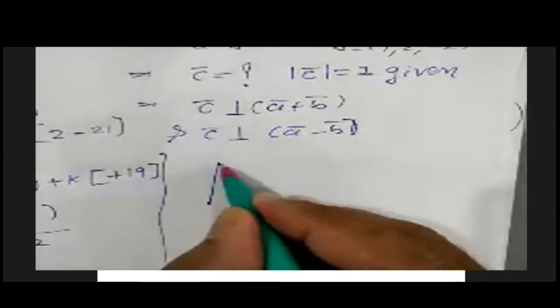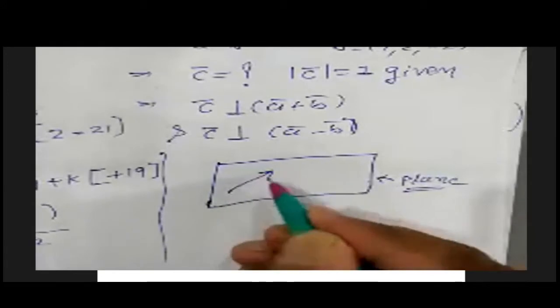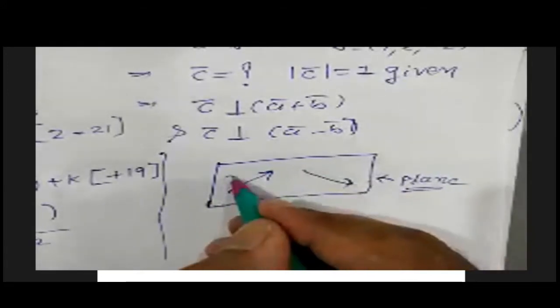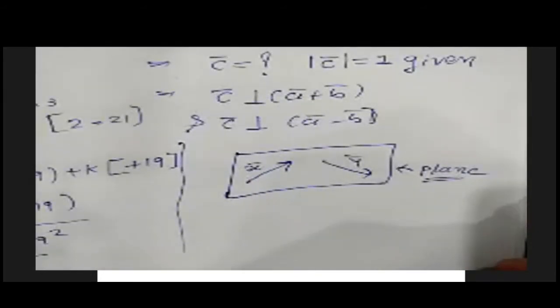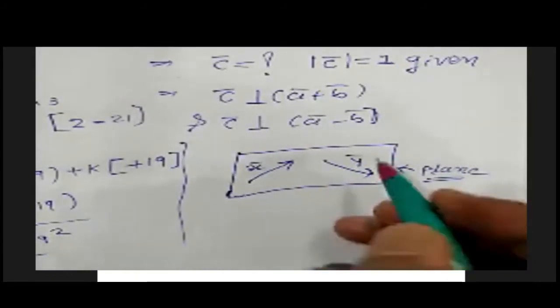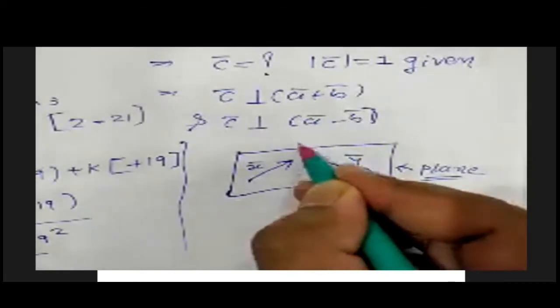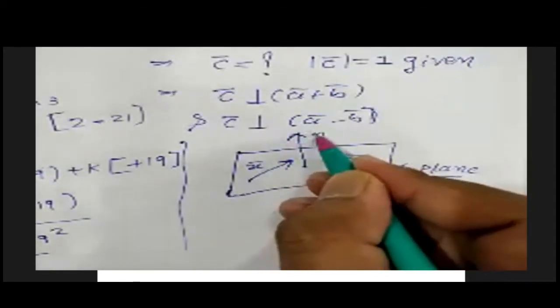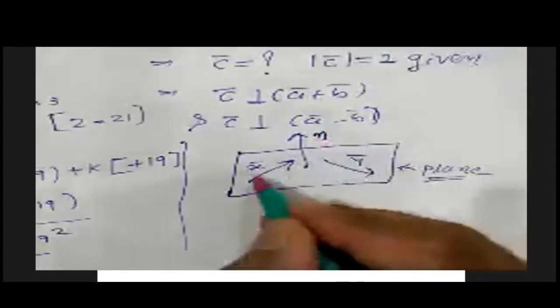Before that, let's understand some concept. This is one plane. In the plane, let's draw one vector x bar and a second vector y bar. Someone says to find the vector perpendicular to this x and y. So if you find the normal of the plane, that normal is perpendicular to both.